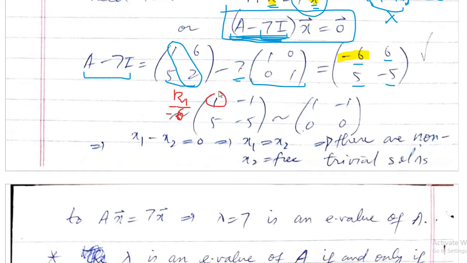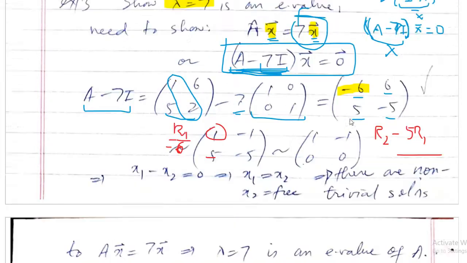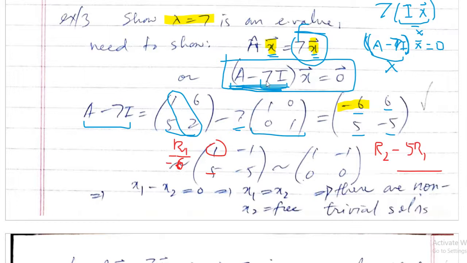Now use this one to make this 0. So I did R2 minus 5R1. 5 minus 5 is 0, and minus 5 plus 5 again becomes 0. So with this operation, both of these entries become 0. You see, this is a homogeneous system. On the right hand side you have 0. 0 is always a solution of a homogeneous system.